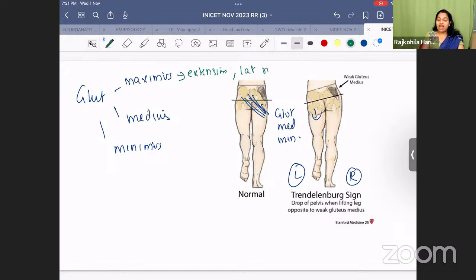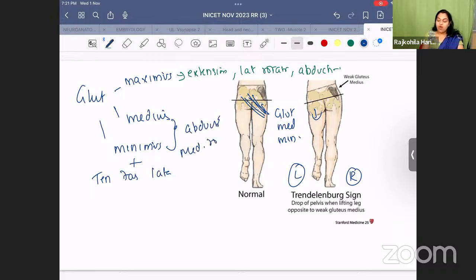It's a chief lateral rotator of the hip, and some of the upper part of the fibers is going to cause abduction of the hip joint, right? Coming to medius and minimus, along with one more muscle called the tensor fascia lata. They are the abductors and medial rotators of the hip, right?